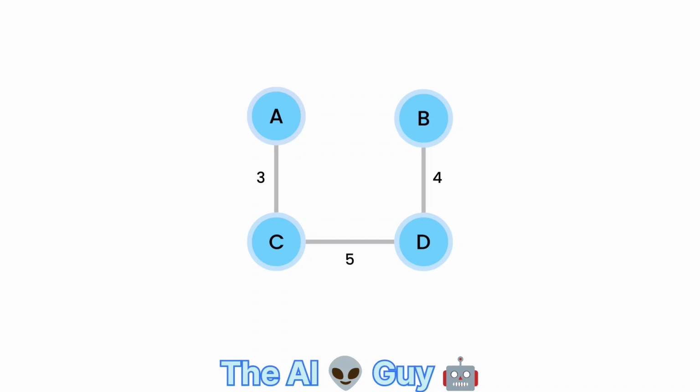Now, each spanning tree has a cost, and that is the sum of the weight of its edges. So the cost of this tree is 12. What about the other spanning tree? The cost of this tree is 8. So this one is cheaper, and it's a better solution for reducing the cost of our cables.